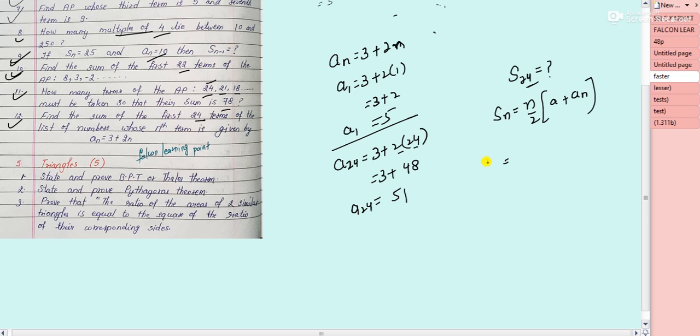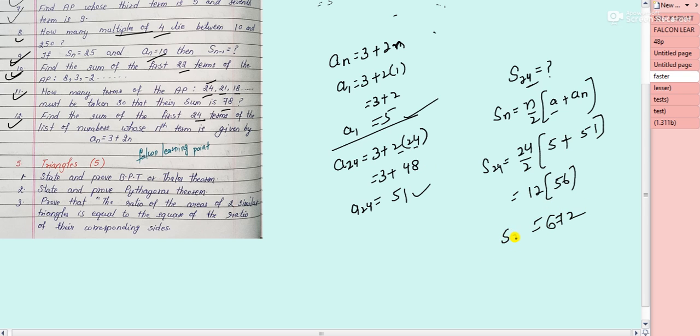So we have the formula now. S24 is equal to 24 by 2 into a, what is a? 5, plus this is 51, isn't it? So this is 12, and this is 56. So what is 12 into 56? On solving you will get 672. Got it? So this is the sum of the first 24 terms of the list of numbers whose nth term is given by this. Understood?